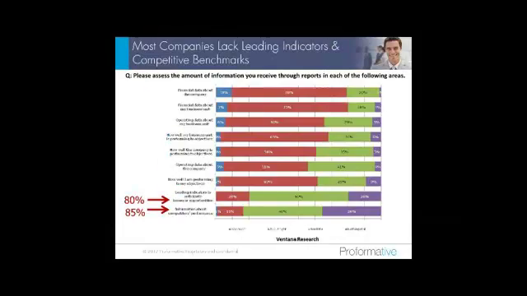Here's another study, courtesy of Ventana Research, that underlines the challenges that the companies are having around incorporating leading indicators and competitive benchmarks. So 80% of companies don't get enough information around leading indicators, and 85% have limited information on competitors' performance. And so obviously, if you're starting from a point where you just don't have the information, it's very difficult to make better financial decisions.